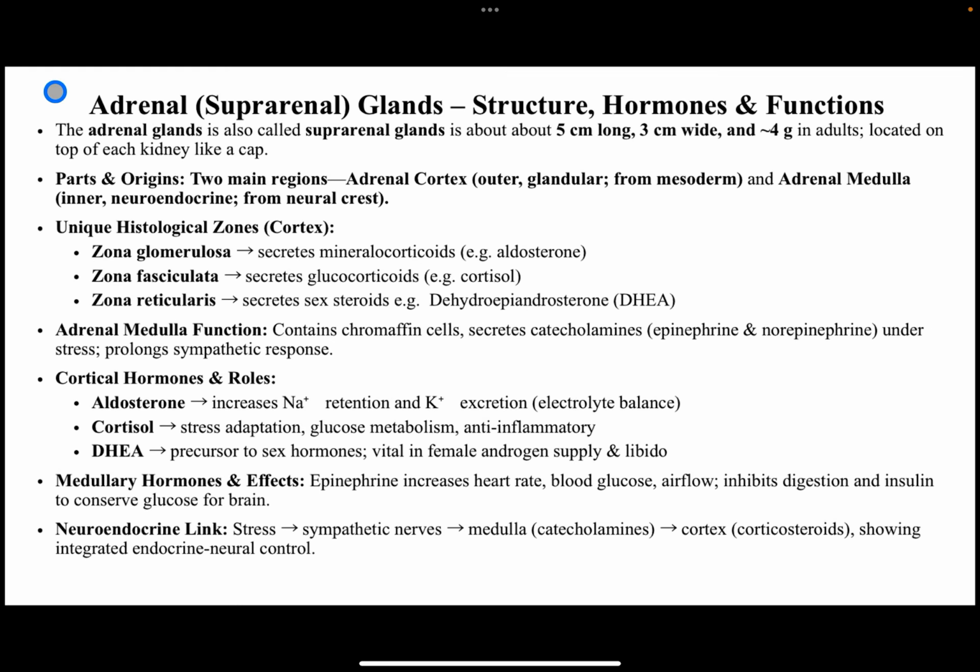Alright, so in this video, we'll be looking at the adrenal or suprarenal glands. The adrenal gland or suprarenal glands.